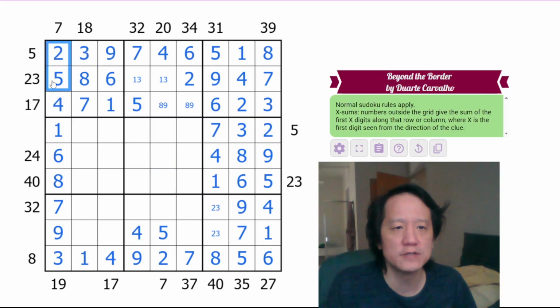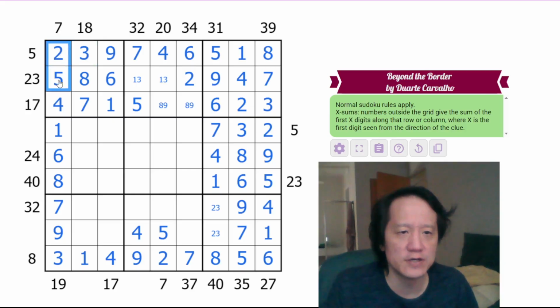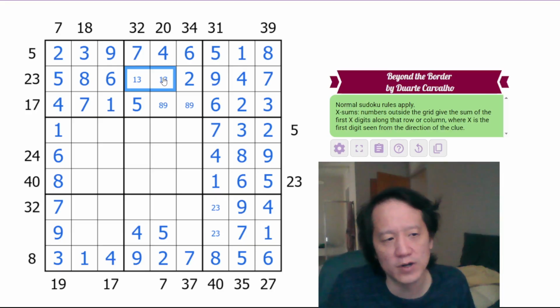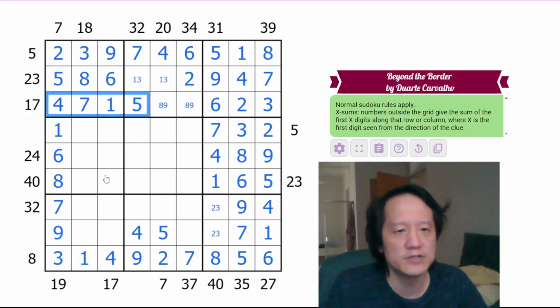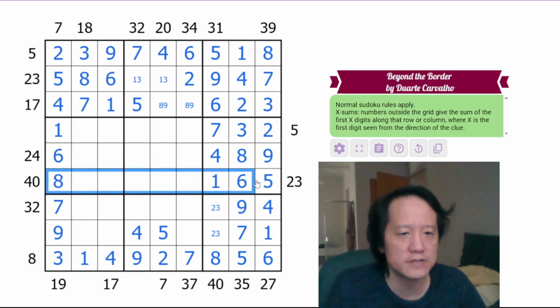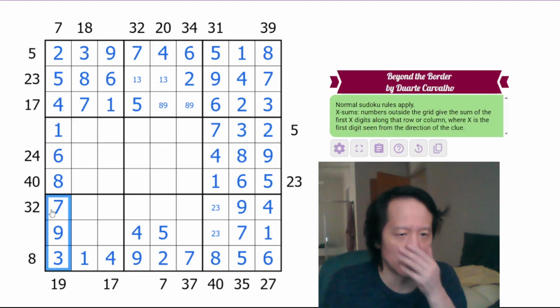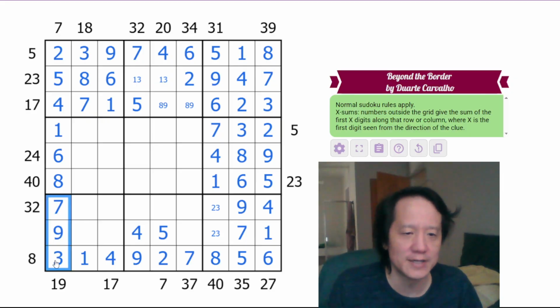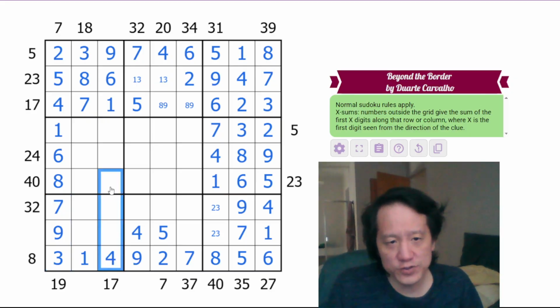Okay, so this is done. This is 2, 3 is done. 2, 5 is done. 5 is done here. 5, 8, 6 adds up to 19 plus 1 and 3 is 4, adding up to 23. 4, 7, 1, 5 is done. 6 is basically done because 4, 8, 9 adds up to 21. So the first 6 then add up to 24. 8 is done. 7's done. 3, 4, and 4 is done. 3, 9, 7 here. I didn't even check this, but that adds up to 19. First 4 here adds up to 17.